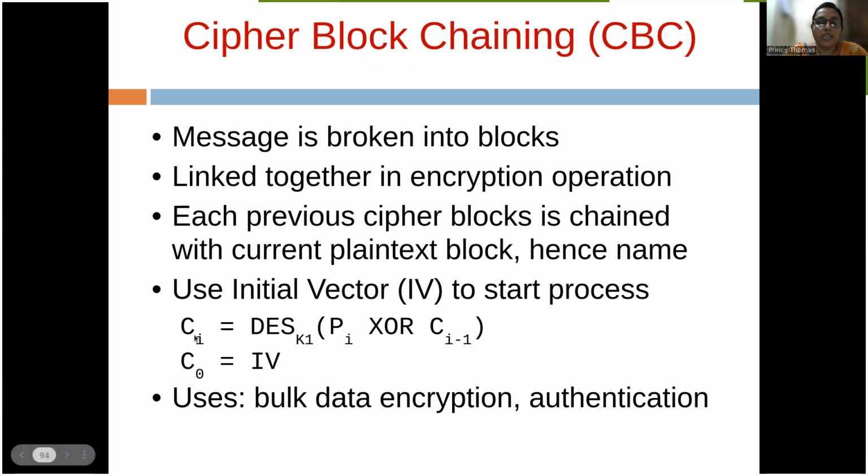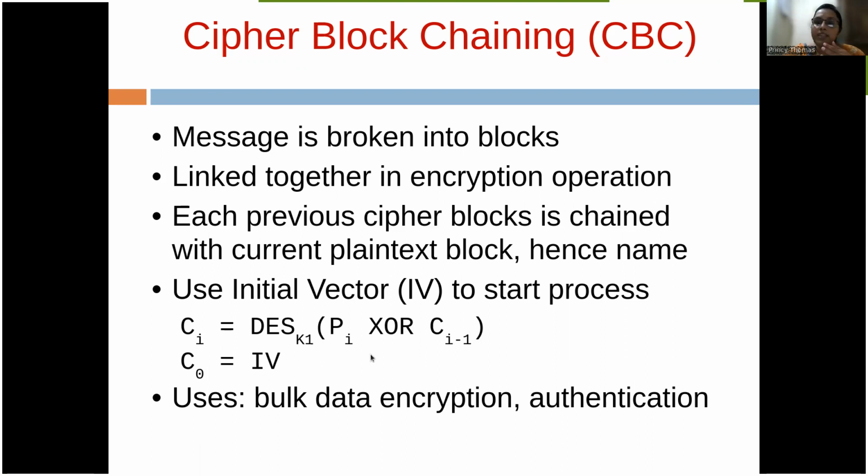Because the cipher is got by first XORing the plain text with the previous cipher text. Okay, so for the first block, we don't have a previous cipher text. So for that, we require an initial vector. Okay, so P1 is XORed with C0, the initial vector, and then the encryption is applied on that particular value to get the resultant cipher.